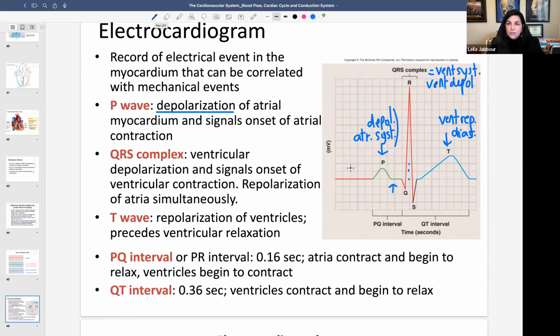All right. So the PQ delay or interval, it's that delay where we're allowing the atria to contract and finish contracting, so the ventricles are full to the maximum. At the end of that, the ventricles will start to contract. So at the end of the PQ interval, which is the beginning of the QRS complex, the ventricles are contracting.